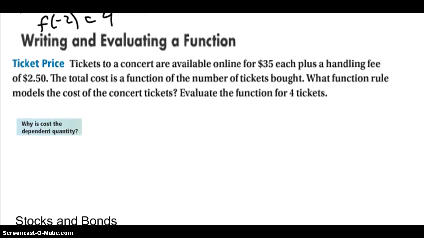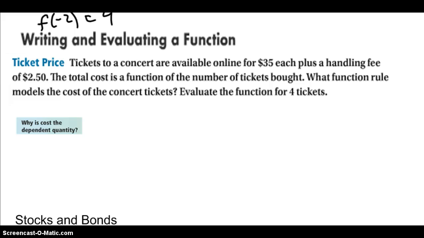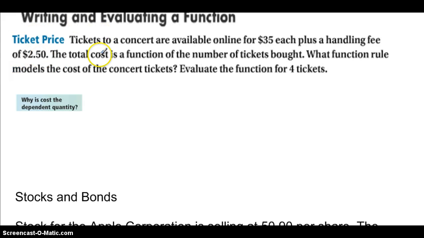Now let's talk about converting English into Mathanese. The ticket price to a concert are available online for $35 each, plus a handling fee of $2.50. The total cost is a function of the number of tickets bought. What function rule models the cost of the concert tickets? Evaluate the function for 4 tickets. Well, it sounds like a lot, but it's really not that bad because your cost is going to equal $35 times each ticket plus the $2.50 handling fee.